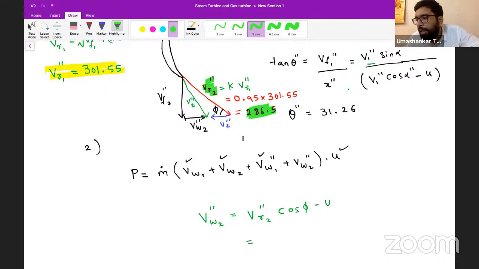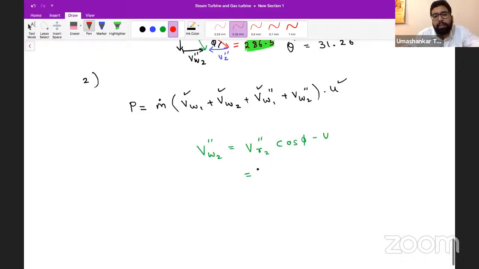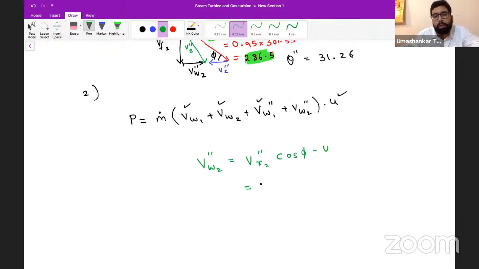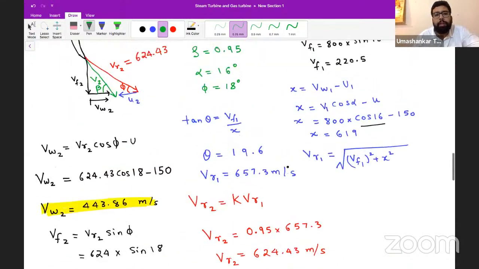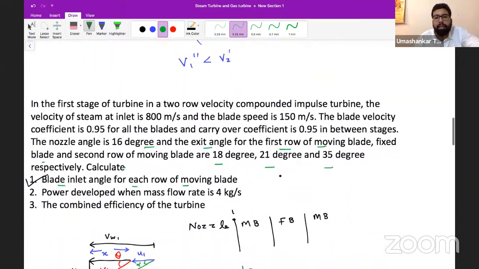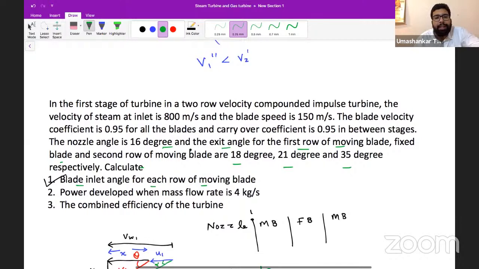Don't get confused here. So now we have VR2 double dash, which is 286.5. And we have the value of phi given in the question. Now you will say, sir, phi, where is phi? So see, the nozzle angle is 16 degrees.